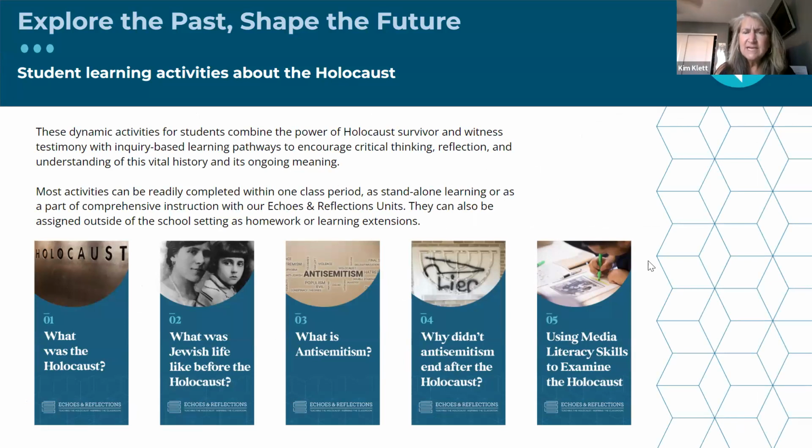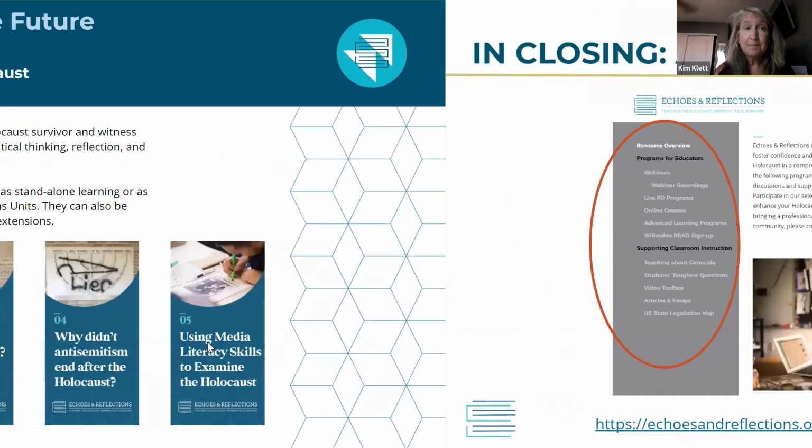These are activities that should take your students about an hour to do. They could do them on their own. You could assign them, they could do them in class or as homework, but they're really good. And they go chronologically. There's one on what is anti-Semitism, why didn't it end after the Holocaust, media literacy skills. I love this one on what was Jewish life like before the Holocaust. And again, there are 10 of these, so definitely check those out for your students.